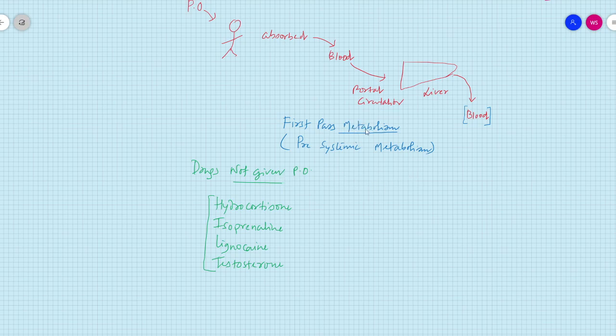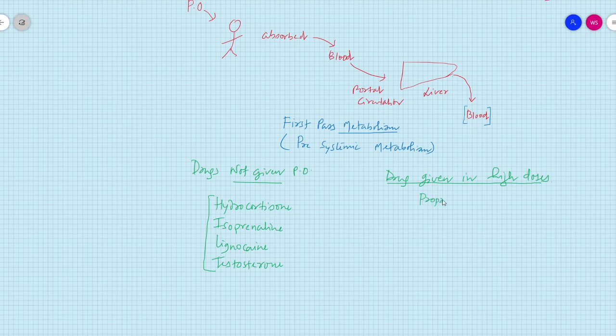And because some drugs undergo first pass metabolism, they are given in high doses. Okay. So drugs given in high doses. The idea is a part of the drug would be metabolized pre-systemically, and after metabolism, whatever reaches the blood will be in the right dose. Okay. So what are the drugs?